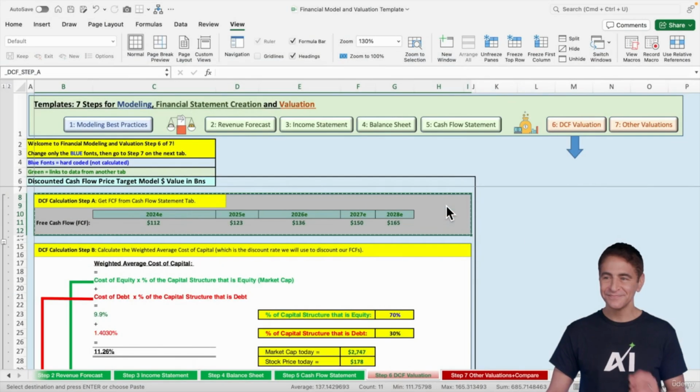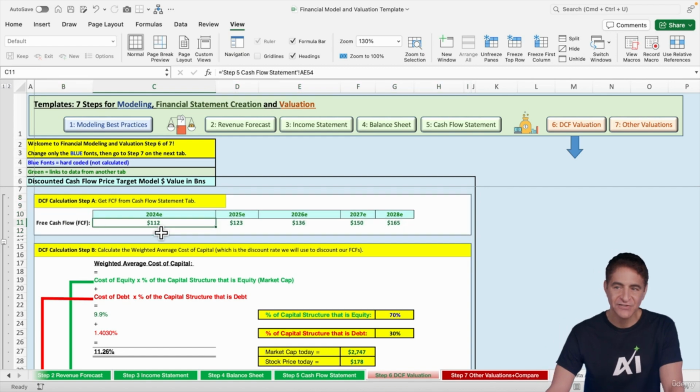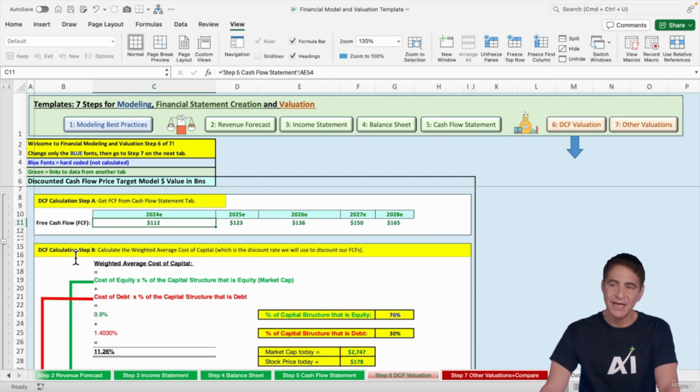It's good enough. All right, so now we know what the free cash flow is, how much cash the company's going to make each year for the next 5 years. Very rough estimates for educational purposes. So let's move on to step B.